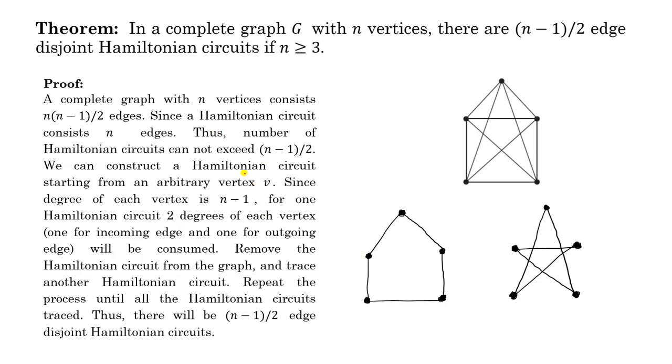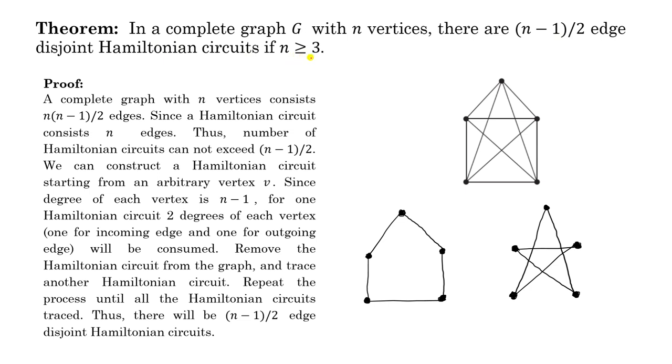Now for a given complete graph, how many Hamiltonian circuits will there be? To answer this question, we will use this theorem. In a complete graph G with n vertices, there are (n-1)/2 edge disjoint Hamiltonian circuits if n is greater than or equal to 3.